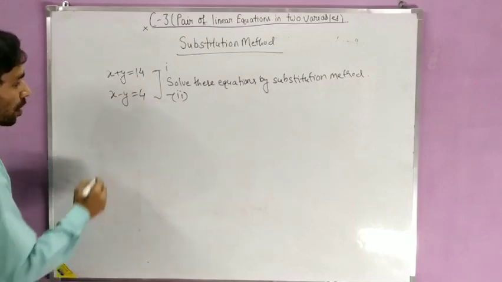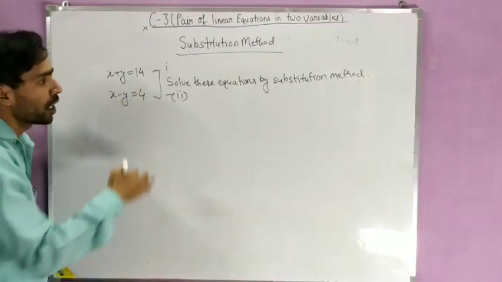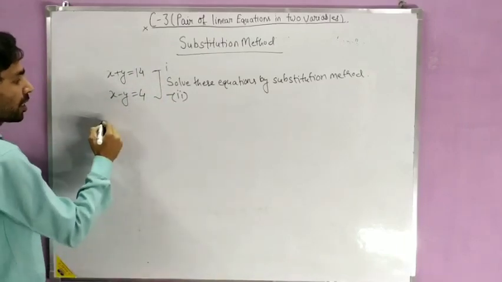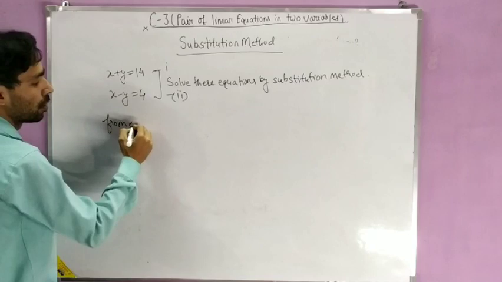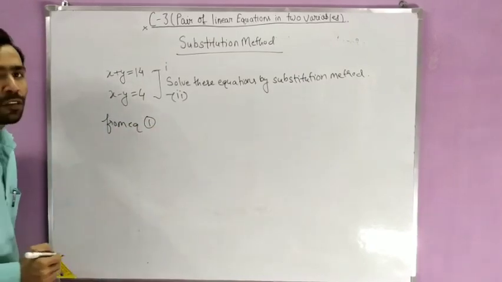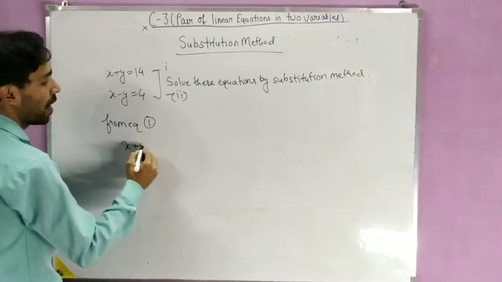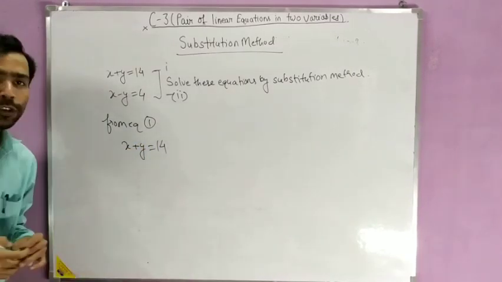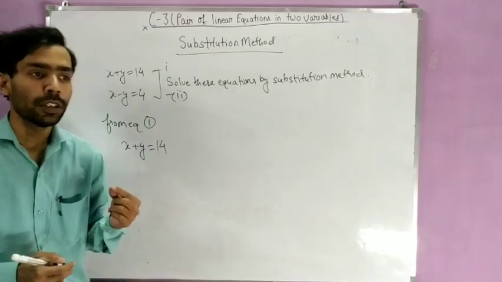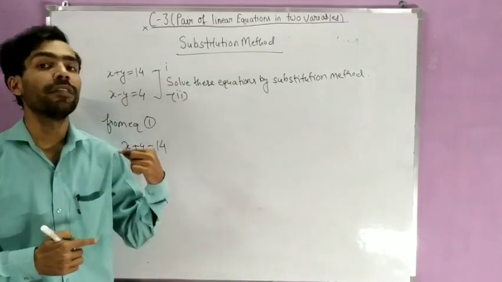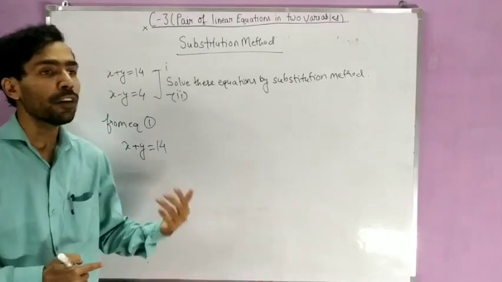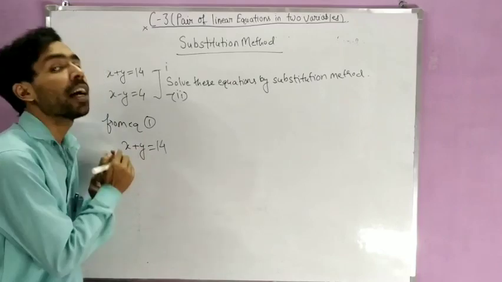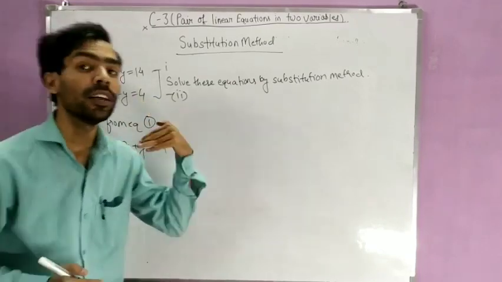So what I will do, I will take any of the equations. You can take equation 1 also, you can take equation 2 also. I am taking equation 1. So what is equation 1? x plus y equal to 14. Now what you have to do is take out the value of one variable in terms of the value of the other variable. The meaning of this is that you will put one variable on the left side and the other variable on the right side.